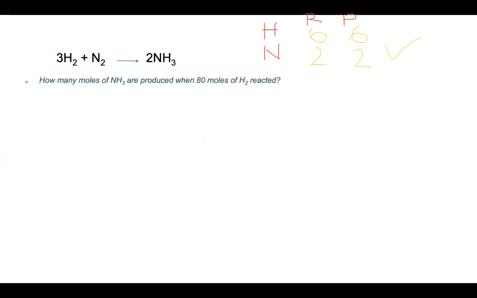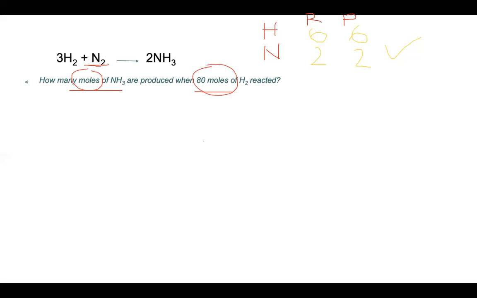Remember that when we are balancing chemical equations or when we have equations that are already balanced, if we have a compound and we do not have anything in front of it, it is understood that we have a number 1 there. So the question says, how many moles of NH3 are produced when 80 moles of H2 react? I know that this is a mole-mole problem because in my whole sentence, everything is expressed in terms of moles.